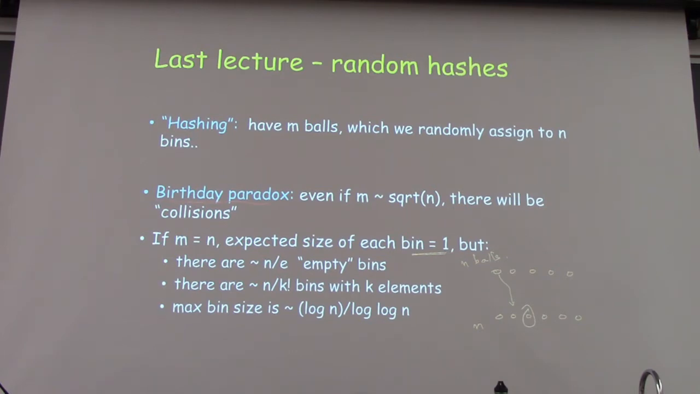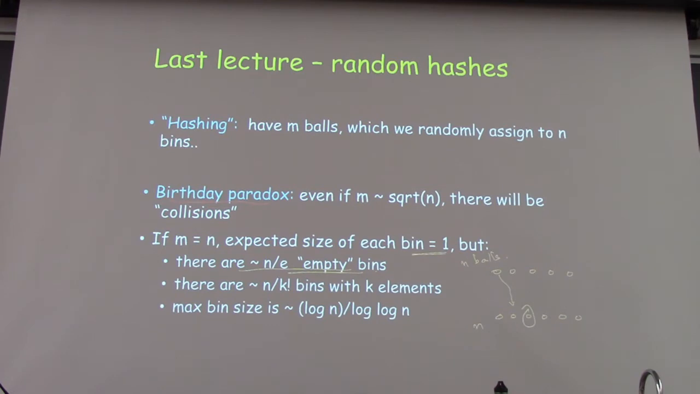But things don't always behave according to expectation. So this is the theme, in general, of these kind of randomized algorithms. You first figure out what it should be in expectation, then you figure out how much it could deviate from expectation. In this case, we saw that there are roughly n over e empty bins, where e is roughly 2.7. So there are roughly n over e empty bins.